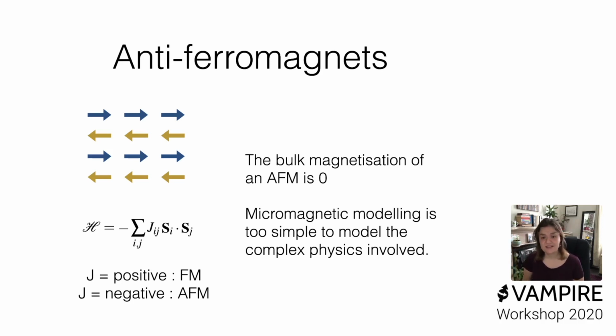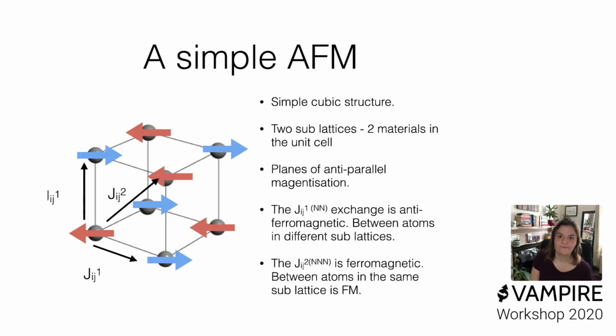Because of this, micromagnetic modelling is too simple to model the complex physics involved, because in micromagnetic modelling obviously you take, say, a 1 nanometer cubed part of the system, sum over all the atoms in it, and from that make a magnetic moment. But if you did that with an anti-ferromagnet, you would get a magnetisation of 0. So atomistic modelling is necessary. So how do we model our anti-ferromagnet?